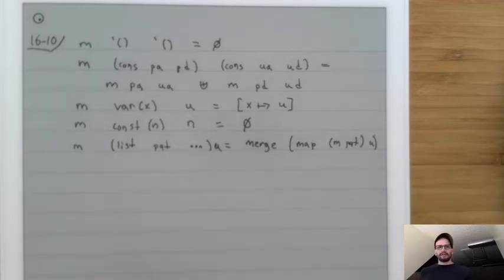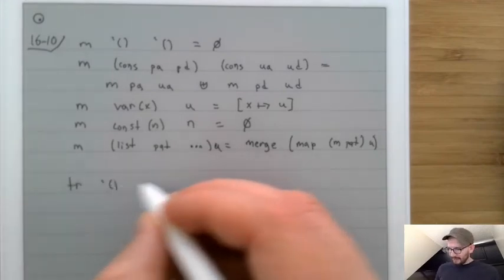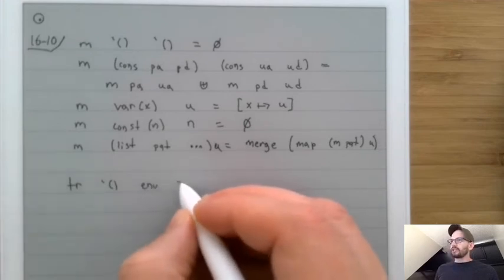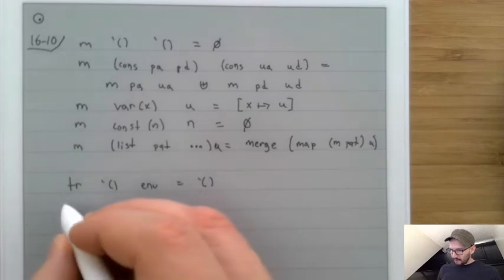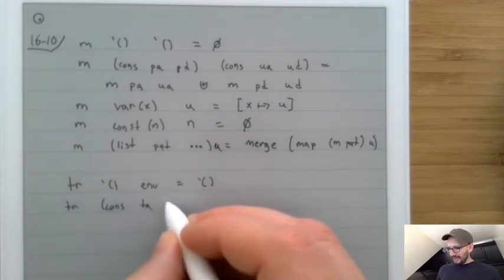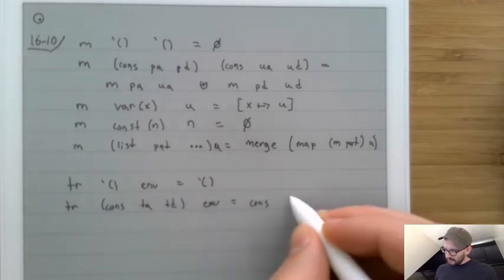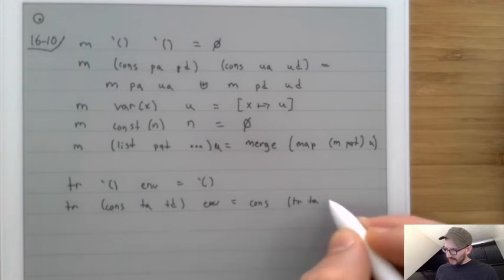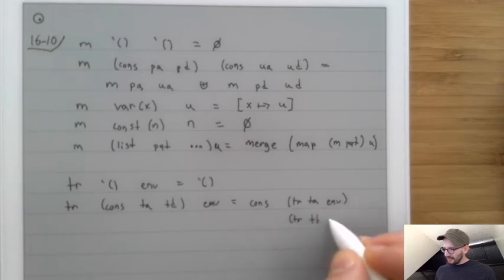All right, so now we can talk about transcribe. So transcribe, when we call transcribe and we give it the empty template and an environment, we're just going to return the empty s expression. When we call transcribe and we have a cons of a template A and a template D in some environment, then we're just going to call cons on calling transcribe with the template A and the environment, and transcribe the templates D and the environment.